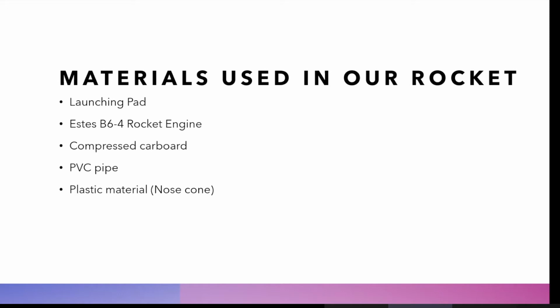Next are the materials we used in our rocket, which was the launch pad. We used the Estes B6-4 rocket engine, compressed cardboard for Rocket 1, and afterwards PVC pipe for Rocket 2. And then we used pretty much the same PVC pipe for the nose cone.